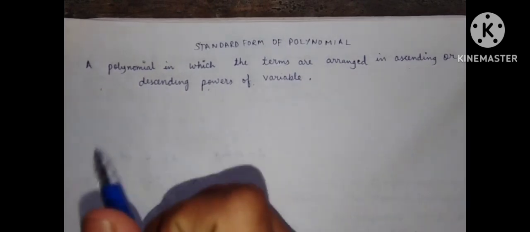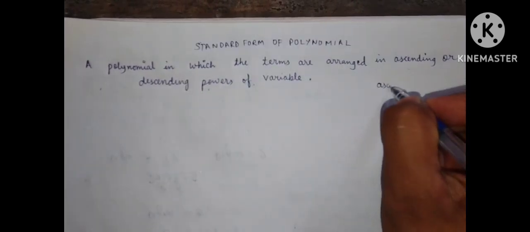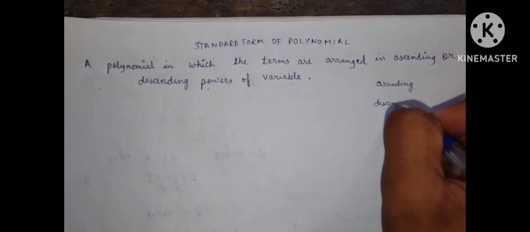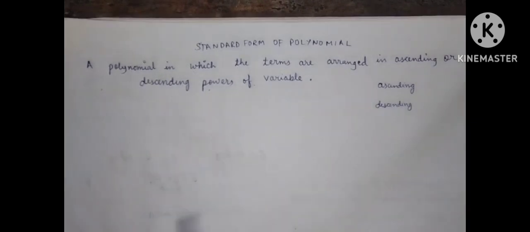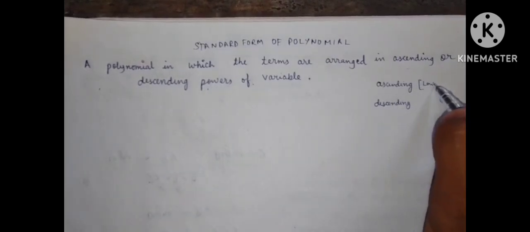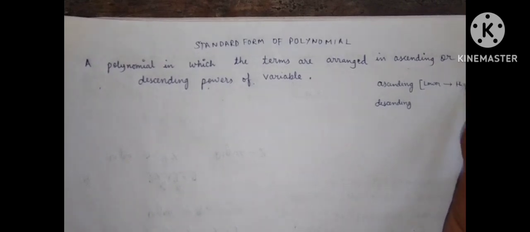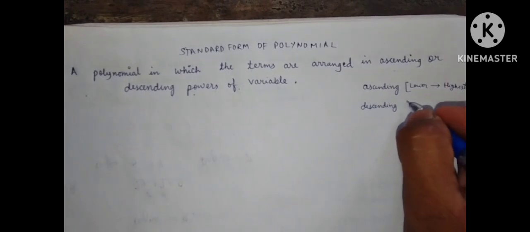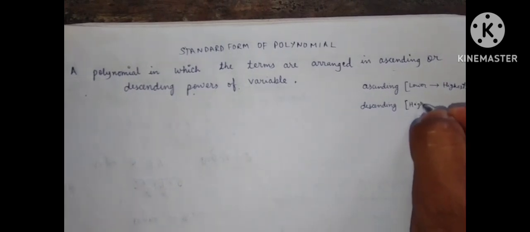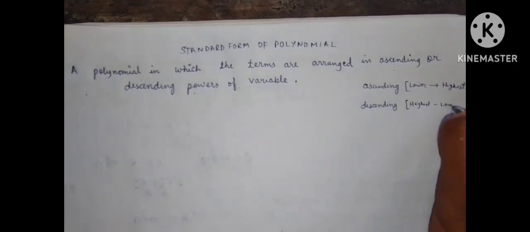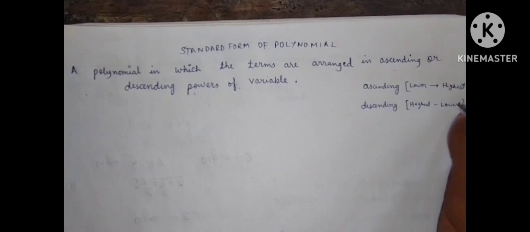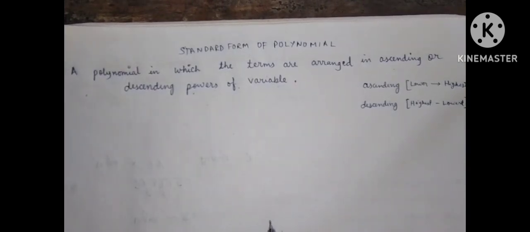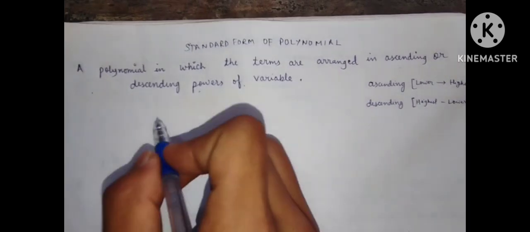So what do ascending and descending powers mean? Ascending means lowest to highest, and descending means highest to lowest. Now we need to arrange the powers in ascending order or descending order. So we'll learn with an example. Let us take an example here.